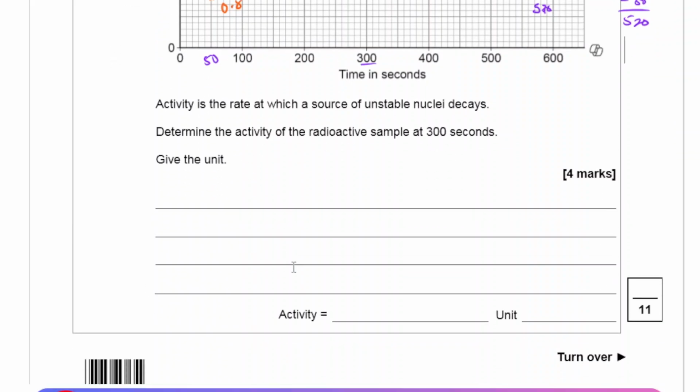So gradient equals y over x. Y was 3.8 divided by 520. Maybe do that in my calculator. So the important thing here is for you to actually attempt it by drawing a tangent. Based on the way you are drawing, the answer can actually be different.